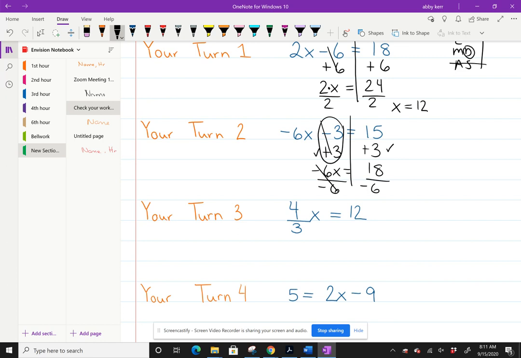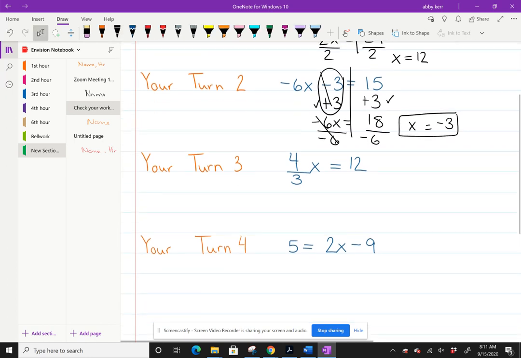Now, some students thought a positive divided by a negative was a positive. You have to be careful. A positive divided by a negative is a negative. So x equals negative 3.